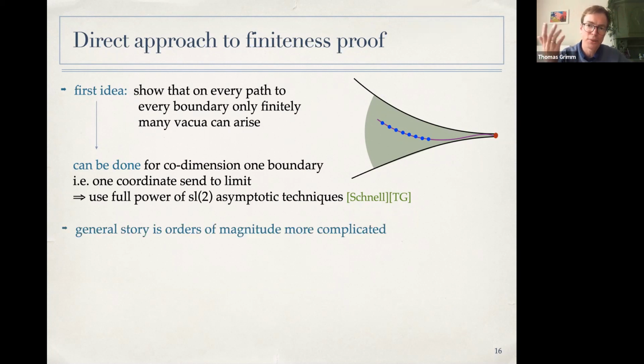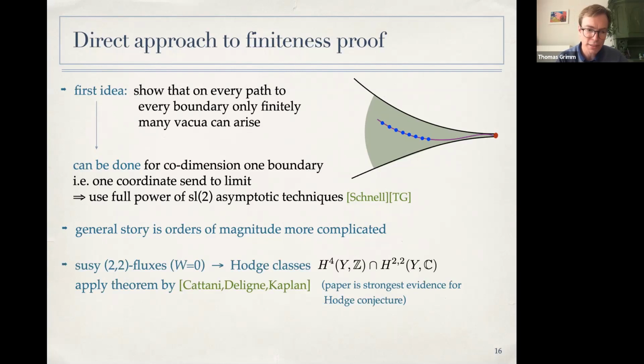Unfortunately, and that's, as I told you, one of the lessons, the general story with more moduli is orders of magnitude more complicated. I should mention there is a famous theorem by famous mathematicians which shows this for 2,2 fluxes. Of course, they don't care about fluxes, but they study so-called Hodge classes, which are what we would call 2,2 fluxes, namely integral fluxes which are 2,2.